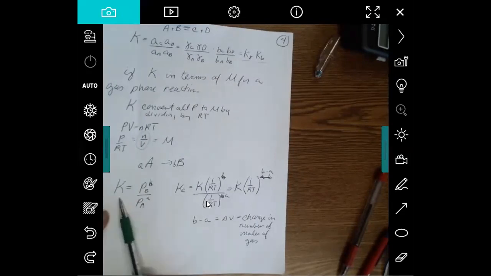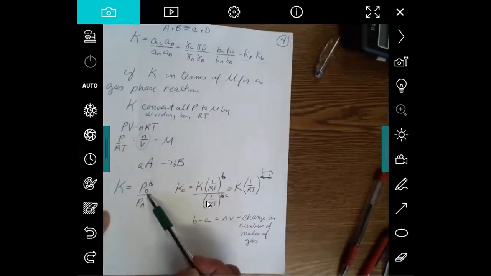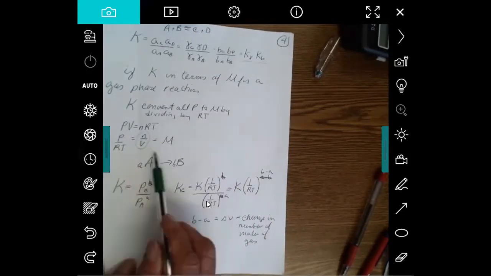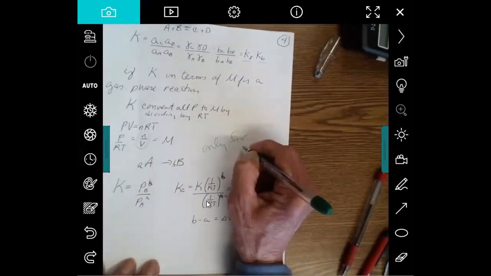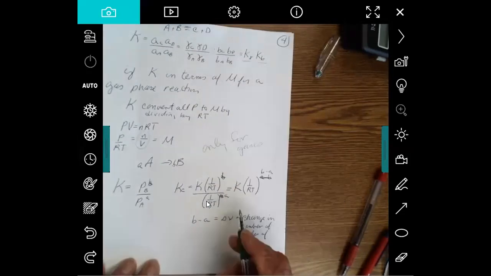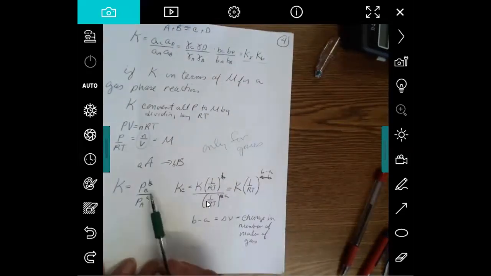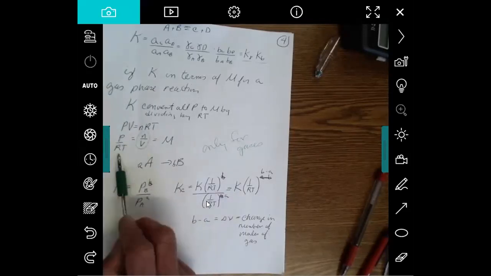So if we look at a K for this reaction, it would be PB raised to the little b over PA raised to the little a. If you wanted to convert that into a KC, you can only do it for gases, of course, because this only applies to gases. Then we're going to convert each of the pressures into molarity by dividing them by RT.